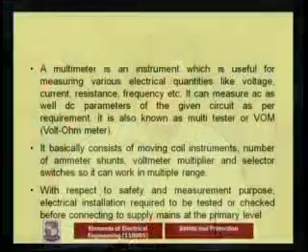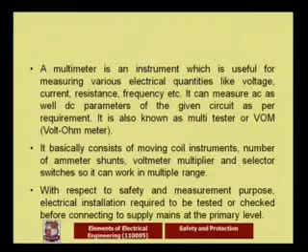At the same time, we want to step down that quantity so that we are able to measure it on the meter. And obviously they have selector switches, meaning whichever quantity we want to measure, we can select that range or quantity. What is the use of a multimeter?